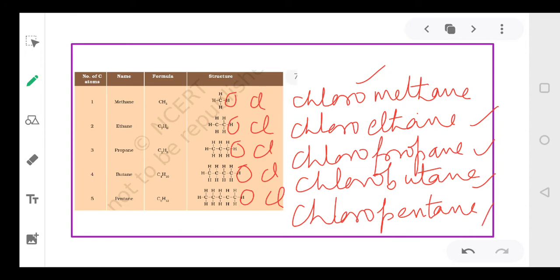And this chloro which is added will act as a functional group. Okay, and these compounds are referred to as halogens. Right, इन सबको हम इकट्ठा क्या कहते हैं? Halogens. Halogens belong to group 17 of your modern periodic table.